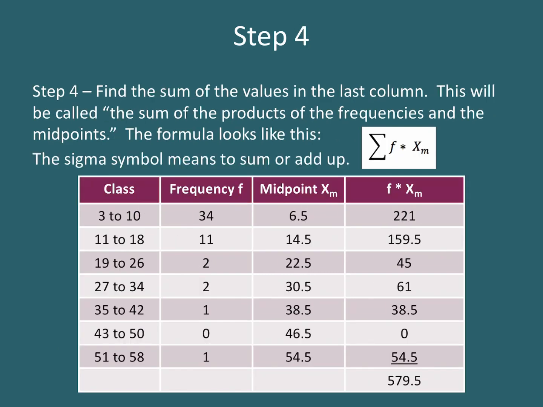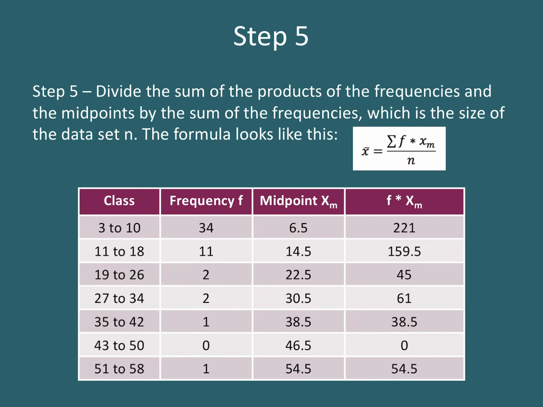Now we're going to find the sum of the values in the last column. Go ahead and add all these values up here, and they should lead us to 579.5. Next, we are going to divide the sum of the products of the frequencies and the midpoints by the sum of the frequencies, which is the size of the data set n. The formula looks like this.